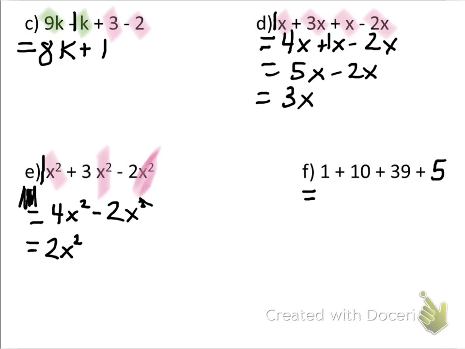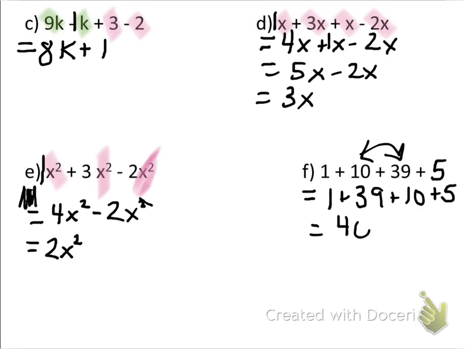All right, F should look familiar and be pretty great. Our like terms are all numbers here. Save the easiest one for last. What I'm actually going to do is rewrite this using the commutative property of addition to make it easier to do. So I'm going to switch these two. So I have 1 plus 39 plus 10 plus 5. You don't have to do this, but this is what I would do. Then we have 40 plus 15, which I can do in my head, and that's 55.